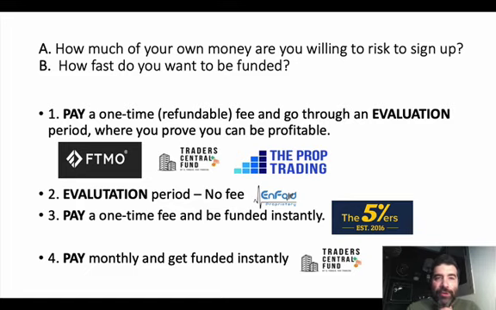First, how much of your money are you willing to risk to sign up, and how fast do you want to be funded? So it basically boils down to four different ways. FTMO and many others require you to pay a one-time refundable fee. We'll explain why it's refundable. And then you go through an evaluation period where you can prove that you're profitable. Some companies, like let's say FTMO, have a 2-stage, I think it's 90-day evaluation period, and you pay a one-time fee. It's refundable because if you start to make profit, they'll give you back that money in the profit. But if you don't make profit, then you lose that money. So most funded accounts work like that. You pay the fee, and then you got to prove yourself as a trader.